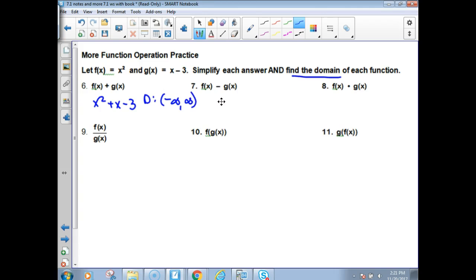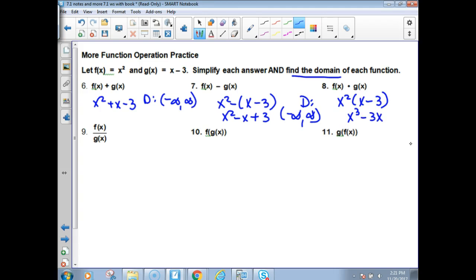If we subtract the functions, x squared minus parentheses x minus 3, we'll have x squared minus x plus 3. Domain still negative infinity to infinity. If we multiply the functions, we take x squared times x minus 3. That gives us x cubed minus 3x squared. And you still have a domain of negative infinity to infinity. I could cube anything, right? Doesn't matter. There's no restrictions to what I can put in. Did I write something funny? Oh, yeah. I forgot the squared on there.